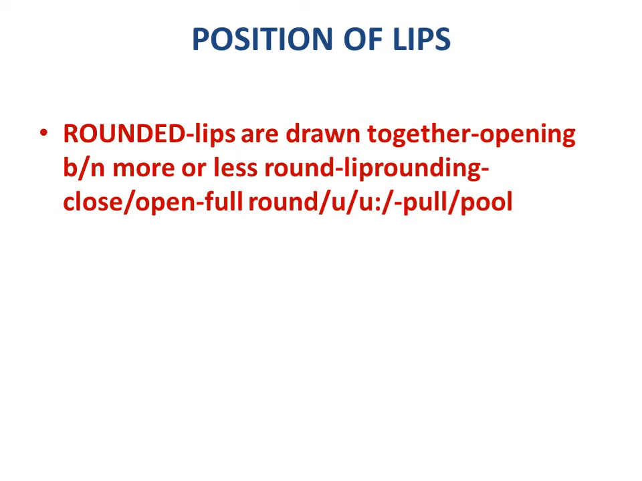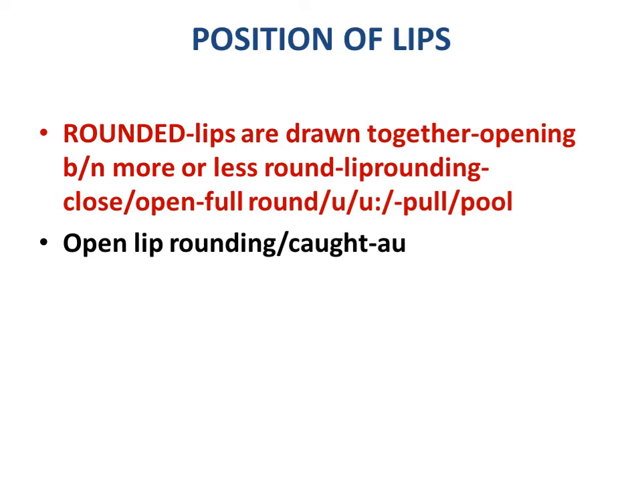Full rounded vowels are /uː/ and /ʊ/, like in pull and pool. There, the shape of the lips is in the full round position.